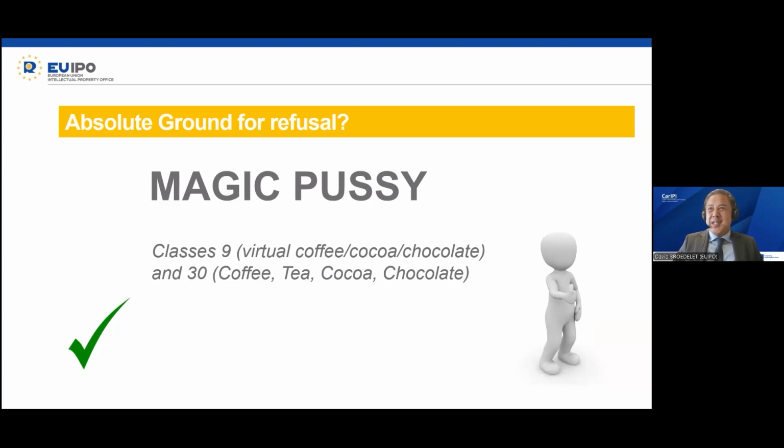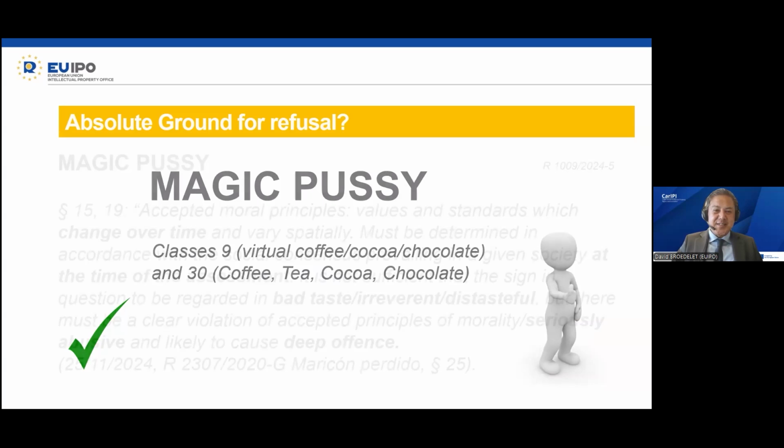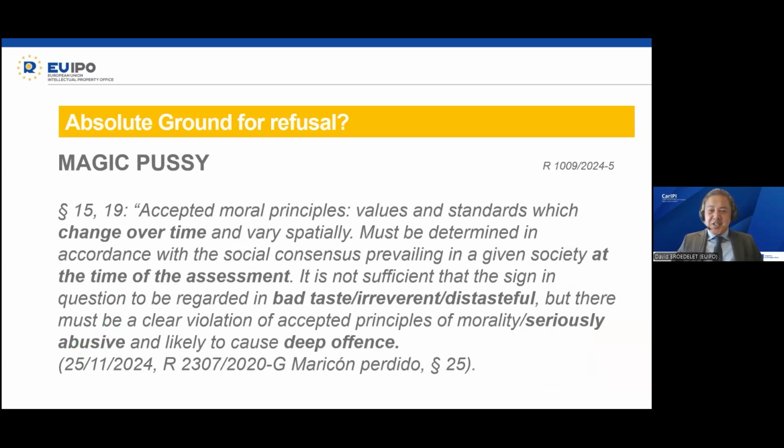So the story behind this is this. To tell you, I will show the next slide. The first examiner initially objected. He immediately objected, a total objection to all the goods. Like you, he thought, no, this is not possible. We cannot accept Magic Pussy, even if it's for coffee or tea.